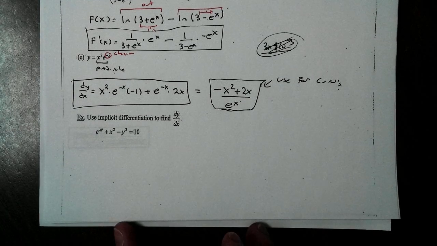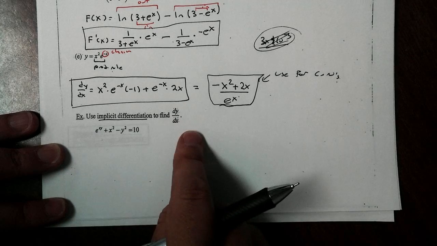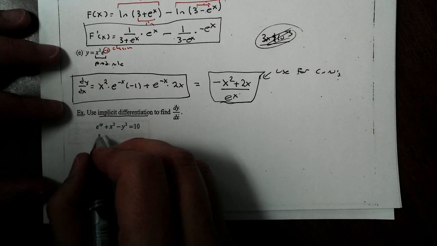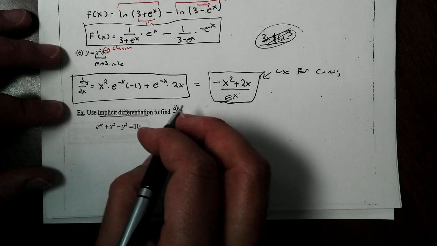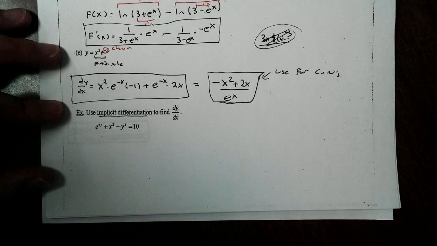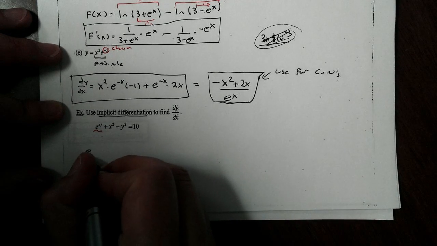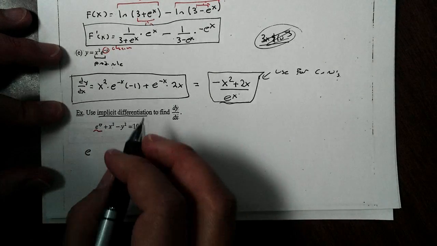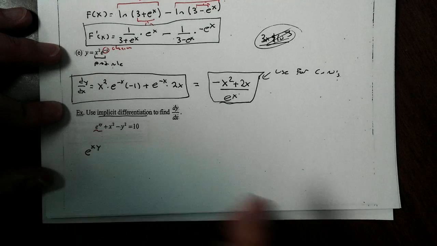So let's do some implicit differentiation with this. Use implicit differentiation to find dy/dx. So we have e to the xy plus x squared minus y squared. So when we take our derivative, here is our e rule. So this becomes e, the derivative of e to the xy. Remember, my derivative of e to anything is just e to anything, e to the xy.